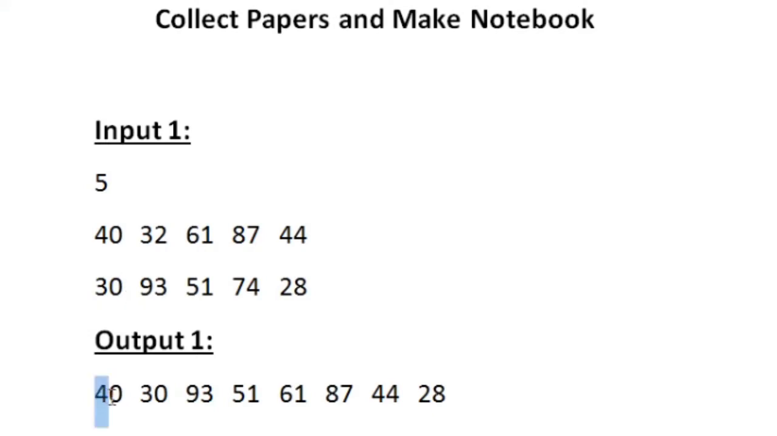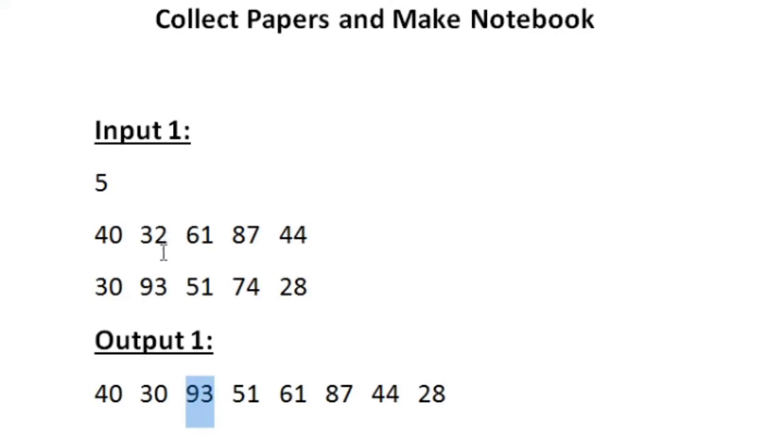So first we are printing 40 and 30, and now he would be here after taking these 30 pages. Once he completes taking the papers, he always moves to the right. So now when he moves to the right, he would come to 93. So he would definitely take this 93 pages. So we are printing 93.